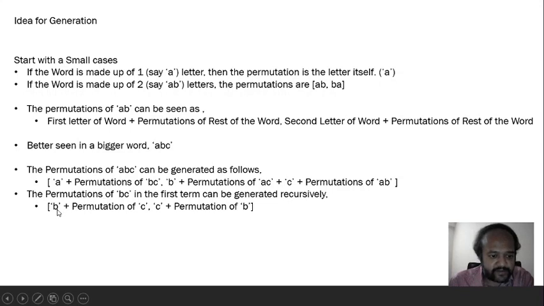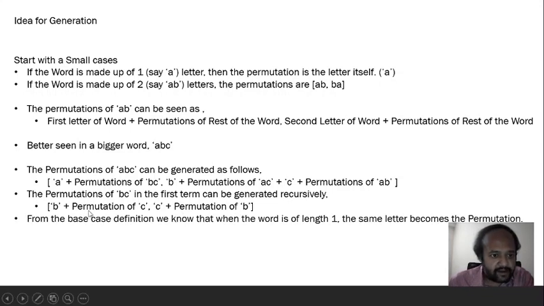BC, take the first letter of the word, B, plus permutation of C. And the other permutation is C concatenated with the permutation of the rest of the word, which is permutation of B. Now we reach the base case, right? So what did the base case say? If the word is made up of one letter, then the permutation is the letter itself.